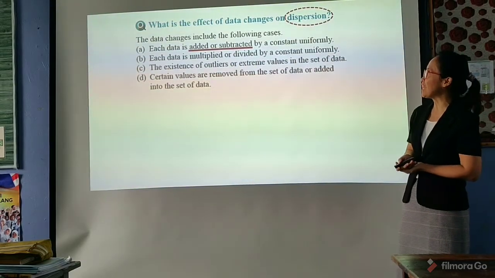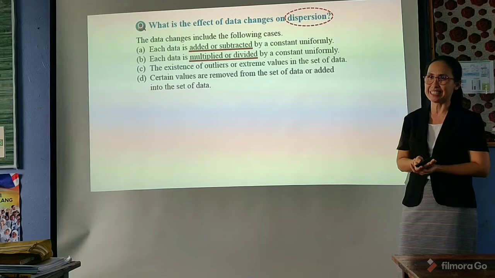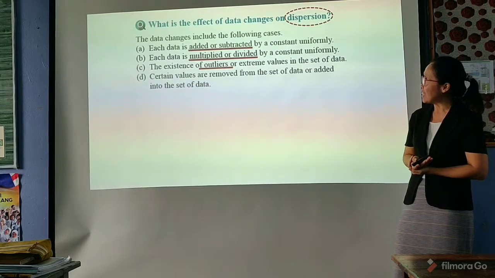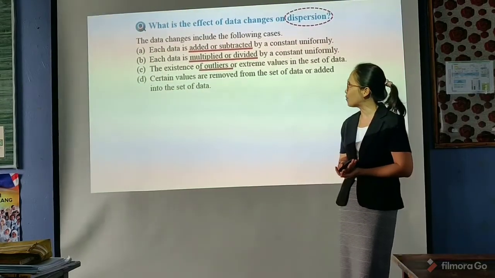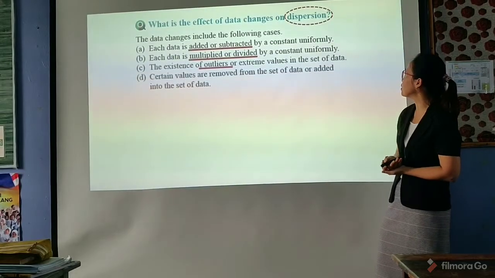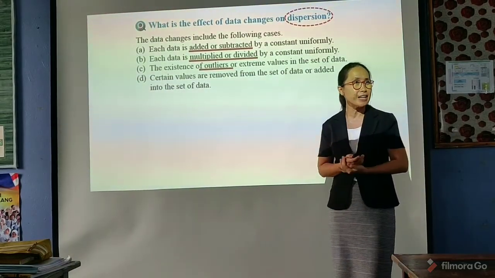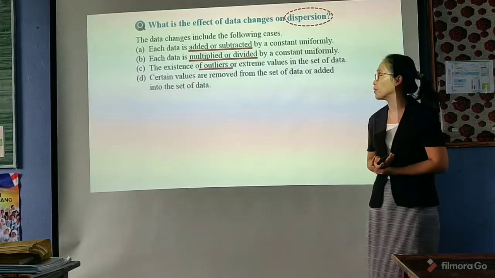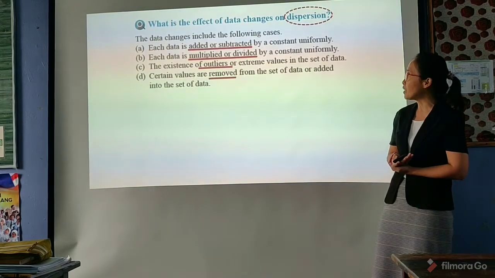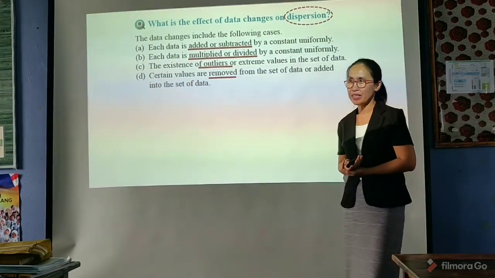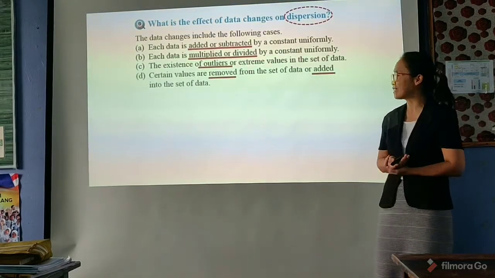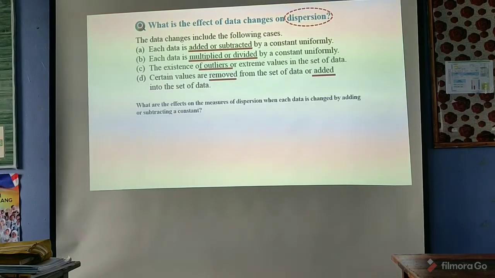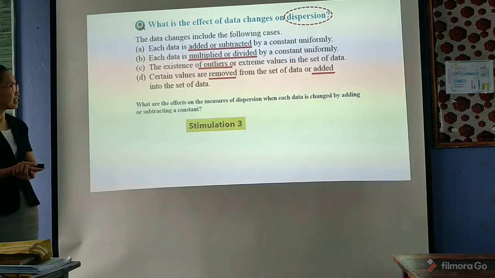Next one, B. Each data is multiplied or divided. We multiply or divide the data. And then C. What happened if there are outliers or extreme values in the set of data? We add some extreme value in that set of data and we see what happened. And D, what happened when certain values are removed or added in that set of data. So we'll see what are the effects on the measures.